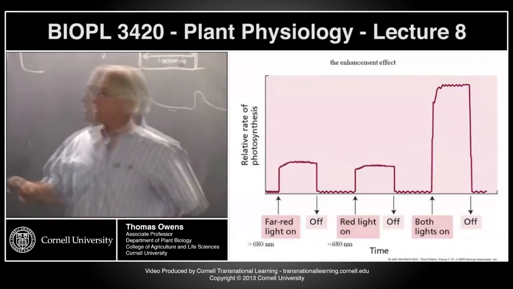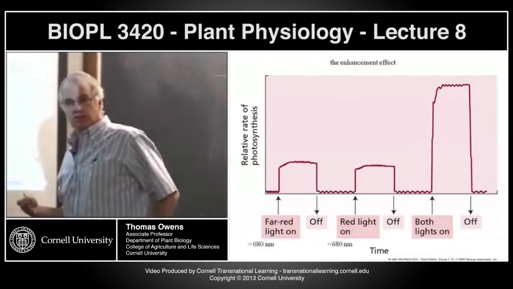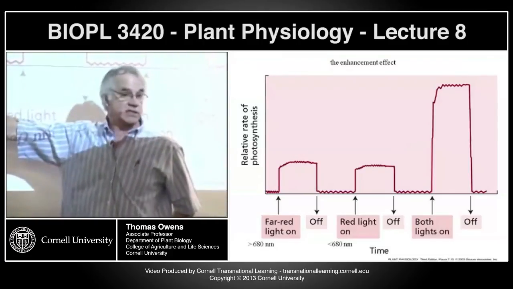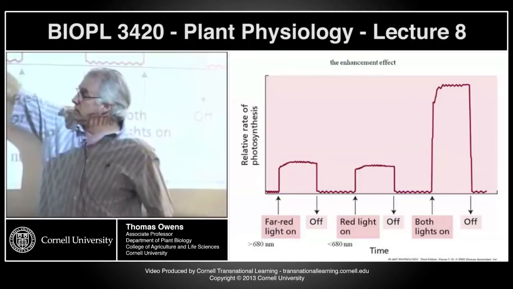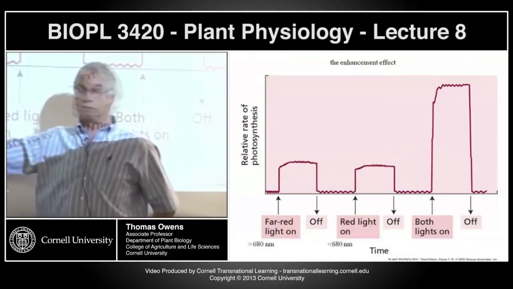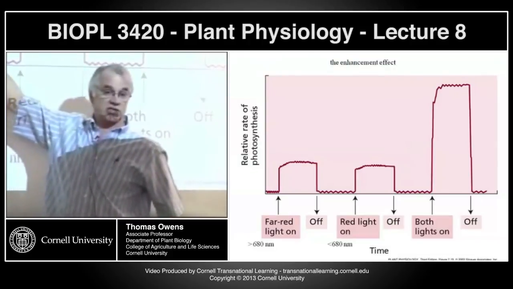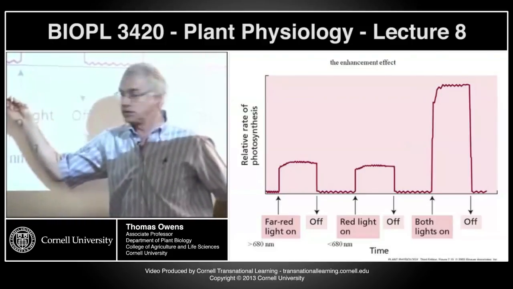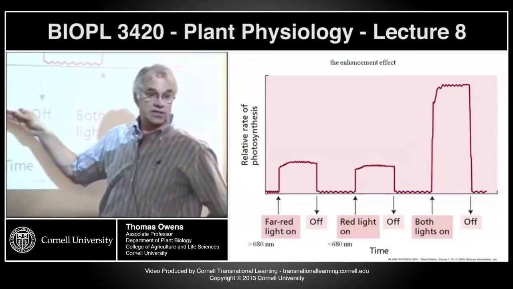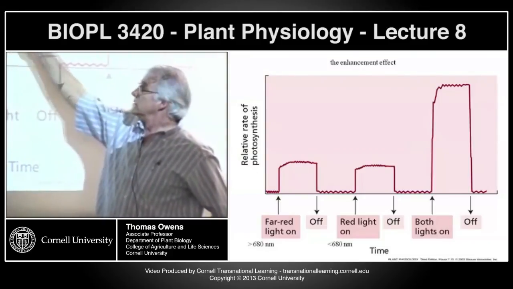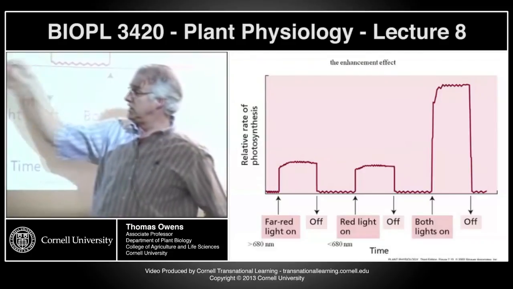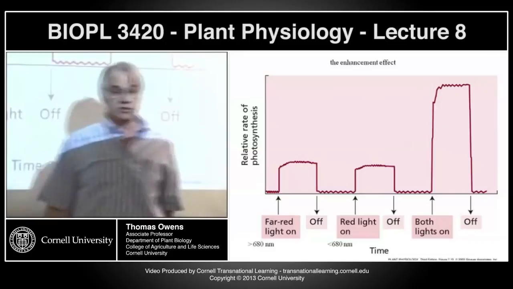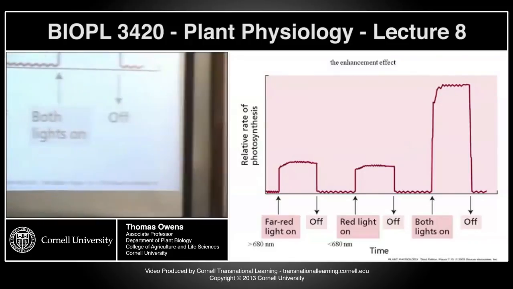So what he did was he illuminated his algal culture, using the same chlorella that he used for the previous experiment, with low intensity far red light. Turn the light on. So this is now tens of seconds here. You see a certain amount of oxygen evolution. Turn the light off. The oxygen evolution stops. Now turn on a low intensity red light. And you see some oxygen evolution. He actually adjusted the intensities of the red and far red, so the amount of oxygen evolution in those two wavelengths of light was about the same.